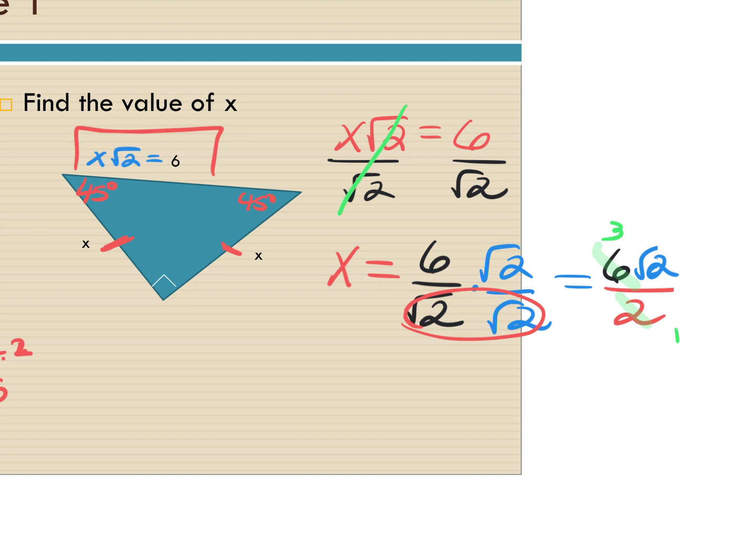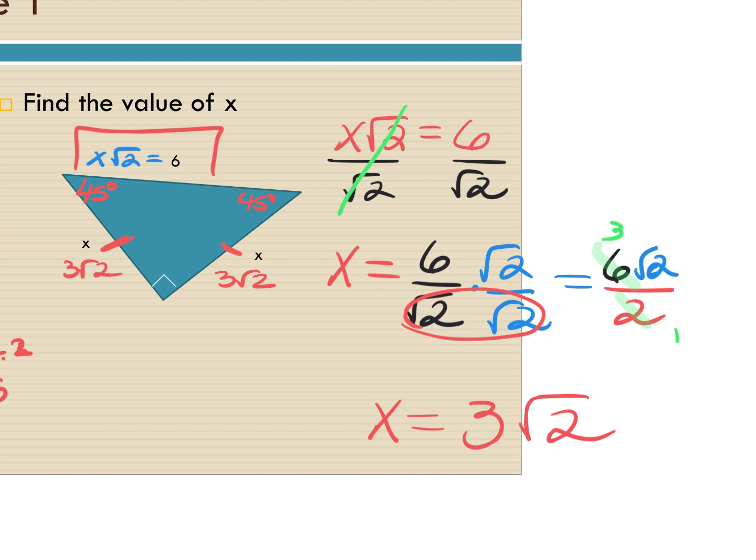So my final answer here for the 2 legs is 3 times the square root of 2. So x is equal to 3 square root 2. And then this one would be 3 square root 2. You may say, well, wait a minute. I thought the hypotenuse was supposed to have a square root of 2. How could the hypotenuse be an integer? Well, whenever you multiply a leg that has the square root of 2 times the square root of 2, it will make that hypotenuse an integer.